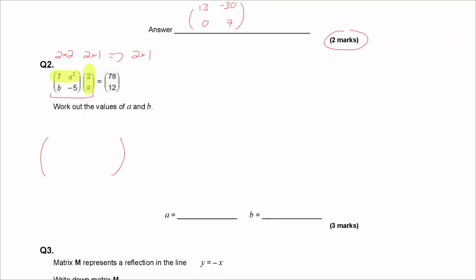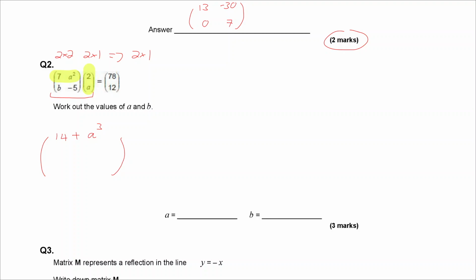7 times 2 is 14. And to this, I'm going to be adding on the a squared times a, which is a cubed. There we go. This is the first number of the 2 by 1 matrix. Now, because a cubed and 14 are not like terms, you can't combine them. But this is just effectively one number.